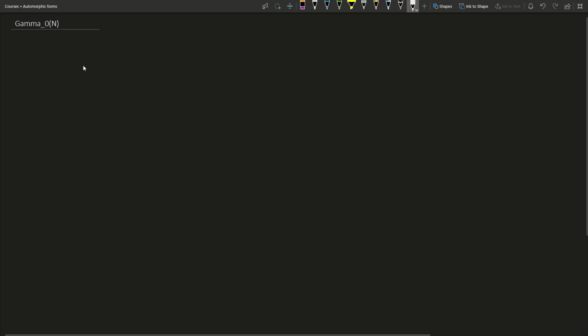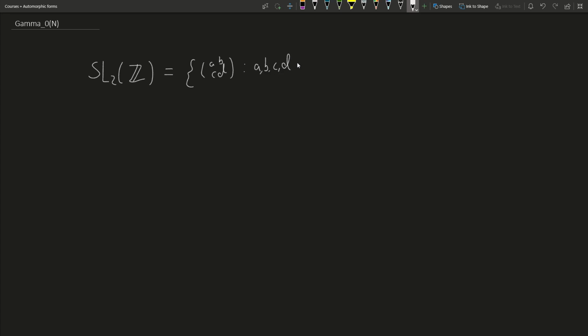And this is going to talk about some matrix groups that are going to come up a lot in the course. So the first one to know about is SL2Z. This is short for the special linear group. And these are 2 by 2 matrices with the properties that the entries are integers and the determinant is 1.